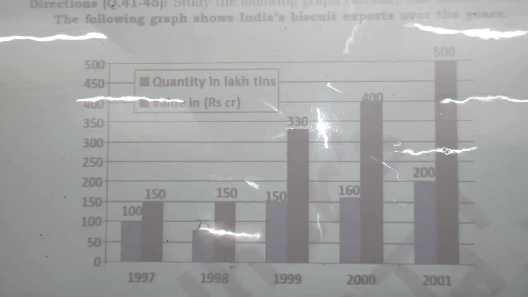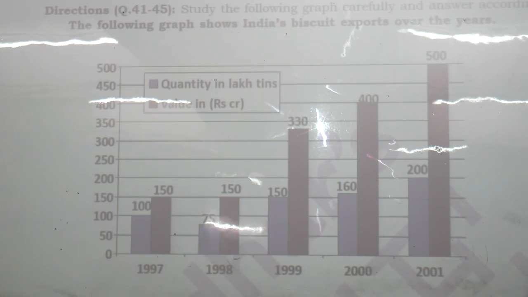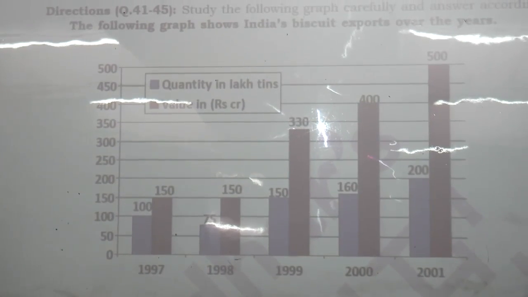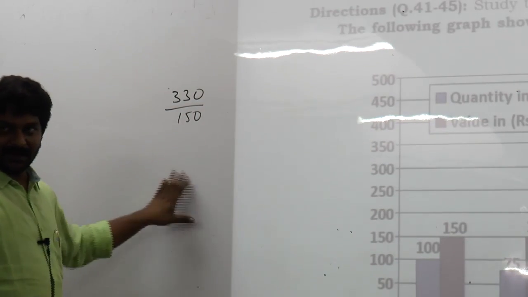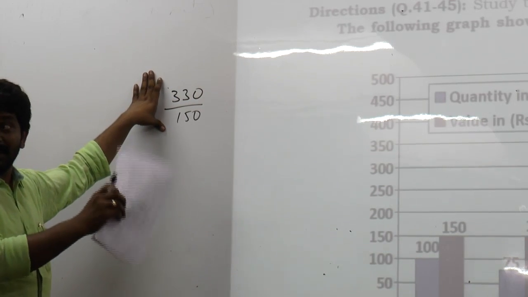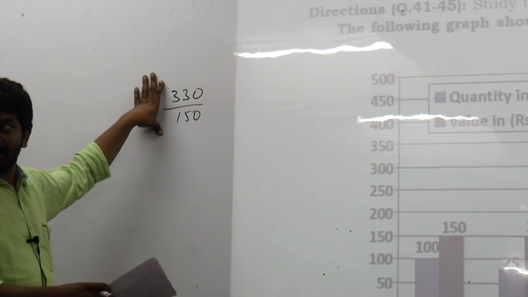Approximate, so answer 235. If in 2000 the tins were exported at the same rate per tin as that in 1999, what would be the value of export in 2000? So per tin value in 1999 is 330 by 150. If you sell it in 2000 for the same price, what is the expected value that you are asked about?